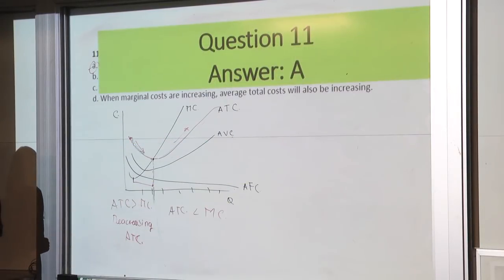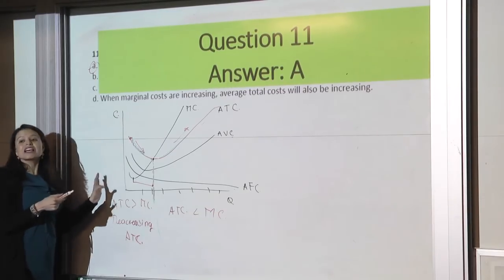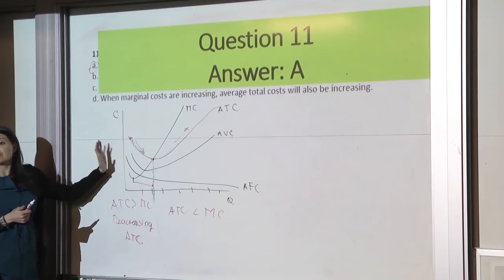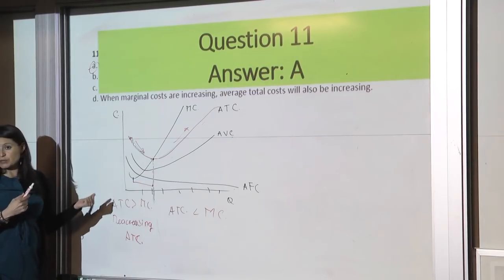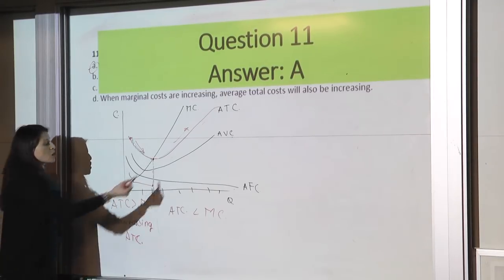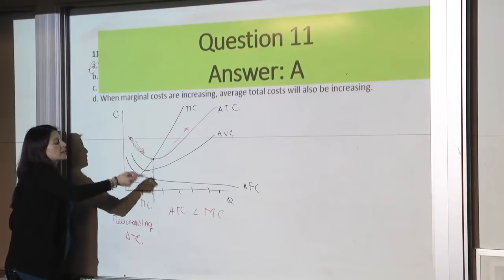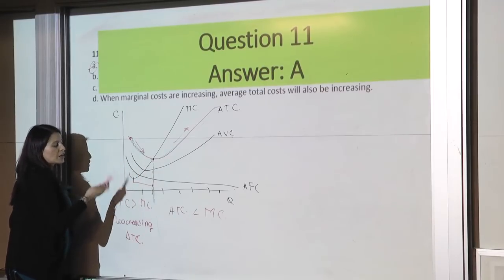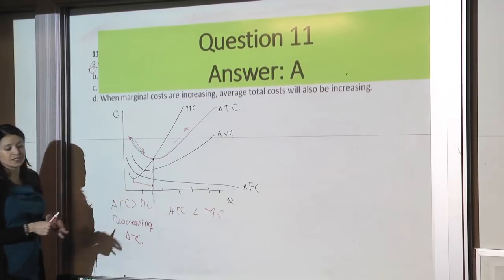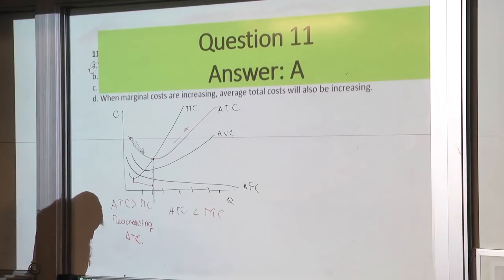Is everyone with me? This seems fast, but you just have to basically memorize and learn the relationships between these. Just go ahead and look at this table and look at this graph in your book, and you will be able to analyze the relationships better. Question 12.